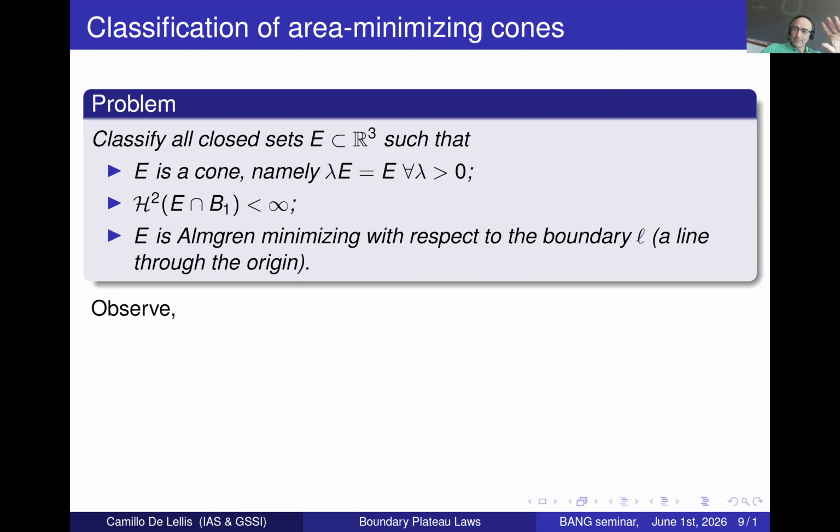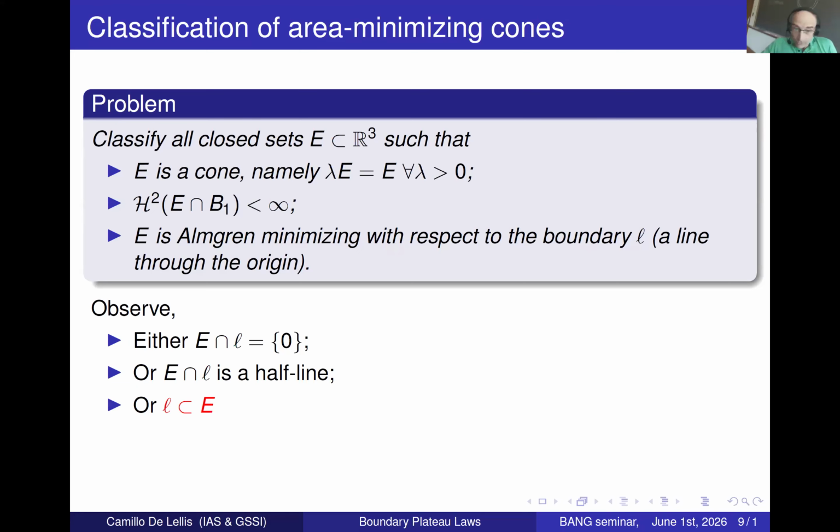Now, observe though that I'm not telling you something interesting. I'm not telling you, even though it looks like a very obvious assumption, that my boundary line L is actually inside your closed set E. In fact, in general, because E is a closed set and it's a cone, the relative position of E and your line L consists of three possibilities. Either they intersect only at the origin, or they intersect in a half line, or they intersect in a full line.